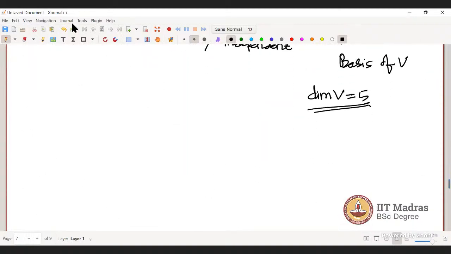This is only applicable when V is a vector space, right? If V is not a vector space, we can't find bases and dimensions. The dimension is defined through a basis, so if you don't have a basis, you cannot talk about the dimension. First you have to produce a basis whose cardinality is n, and only then can you say that the dimension of the vector space is n.